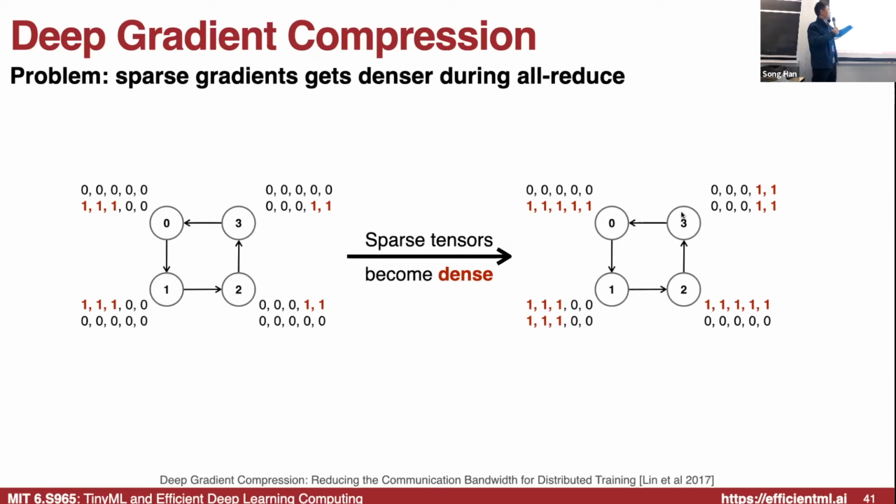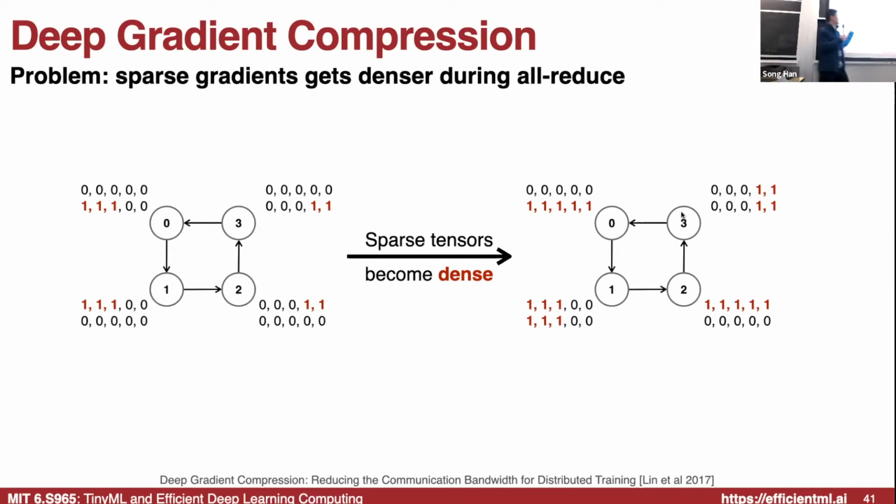Say these are the gradients of node 0, node 1, 2, and 3. Now node 3 sends its gradient to node 1. The sparsity pattern is different. So after that, node 1 becomes a lot denser than node 0 initially.